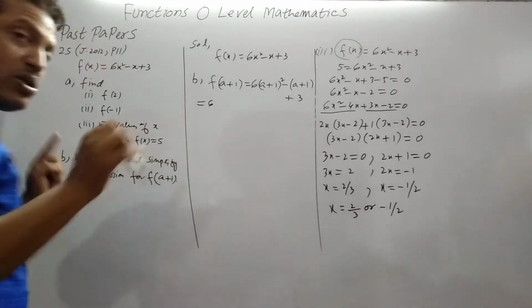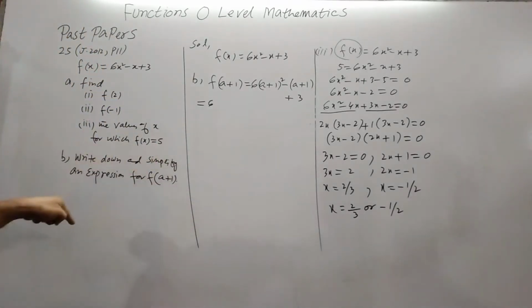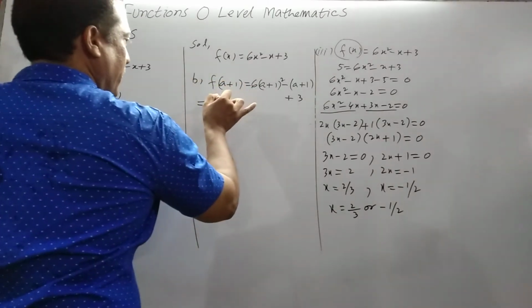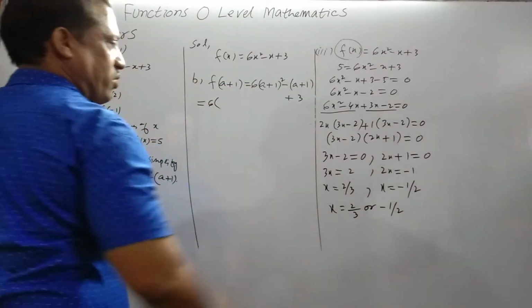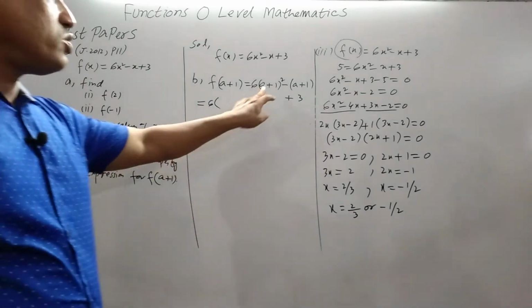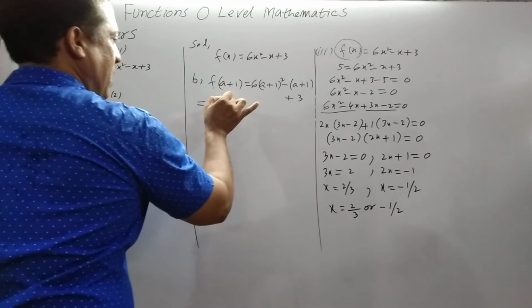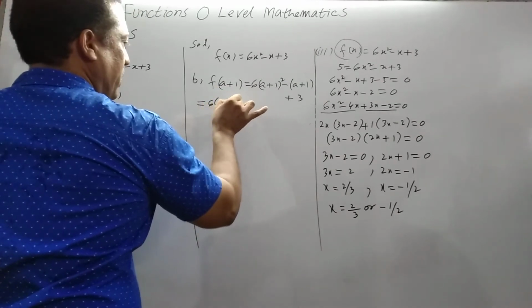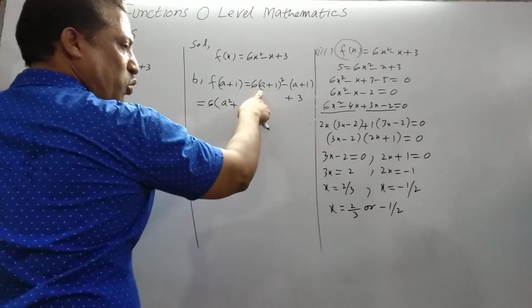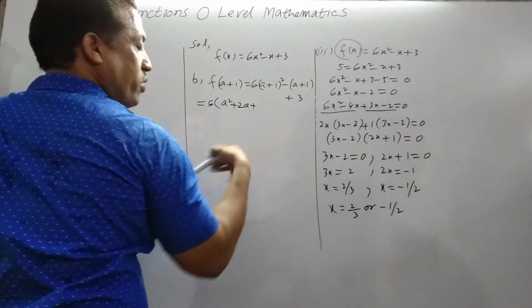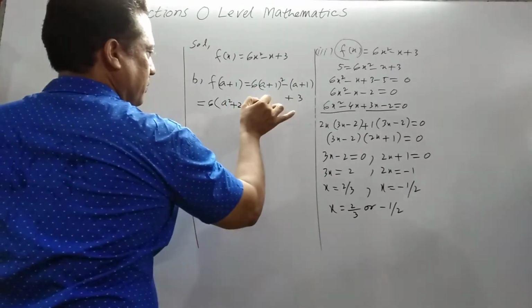Because the requirement is write down and simplify, simplify means as small as possible. So 6 times (a plus 1) whole squared. How to expand this? By using the (a plus b) whole squared formula. What is the formula of (a plus b) whole squared? a squared plus 2ab plus b squared. 2 into a, 2a, 2a into 1, 2a. Plus b squared, here b is 1, 1 squared is 1.